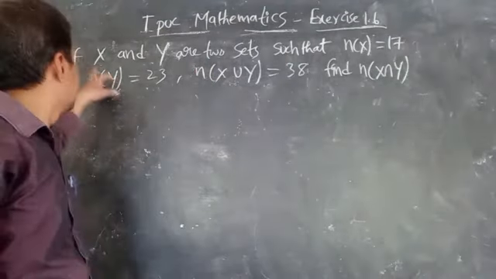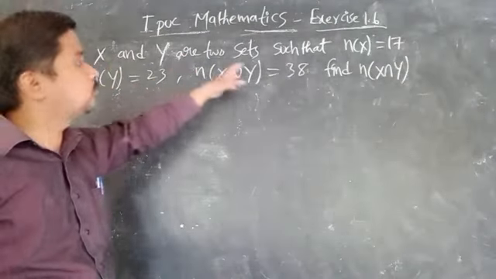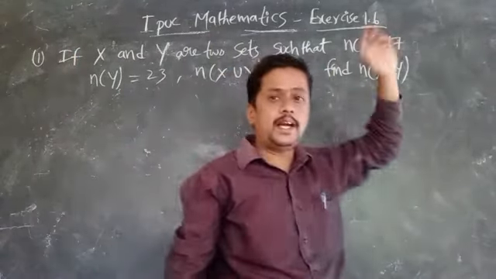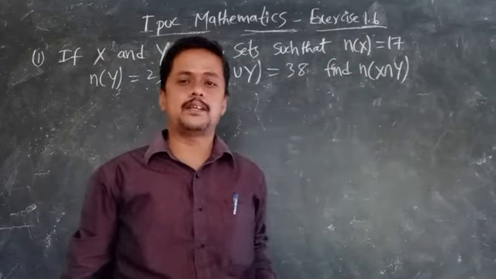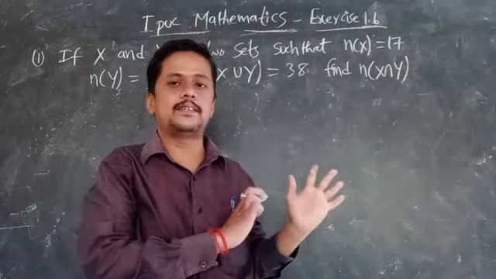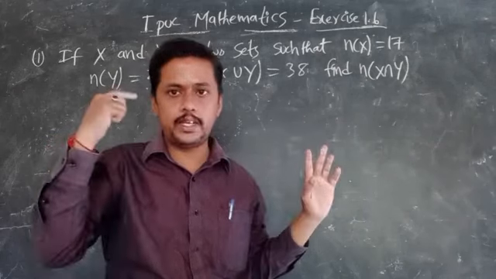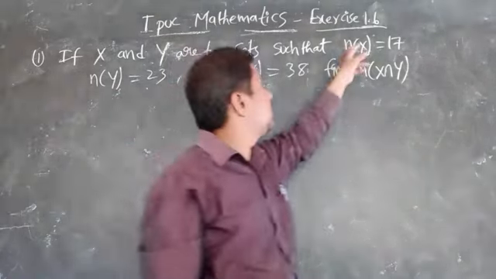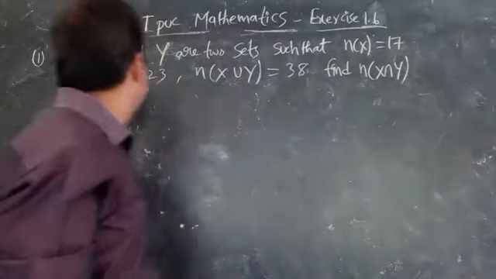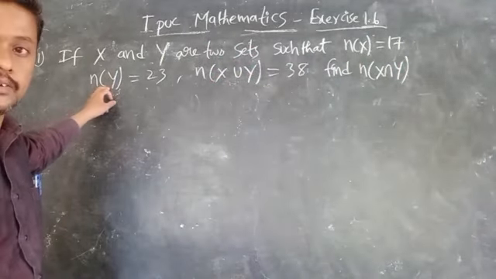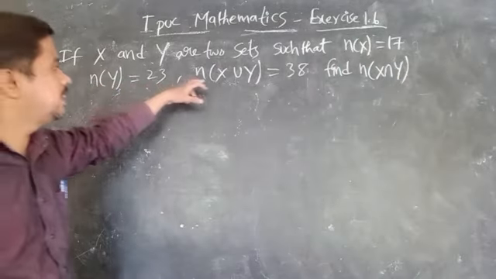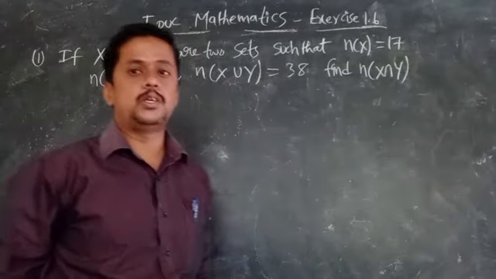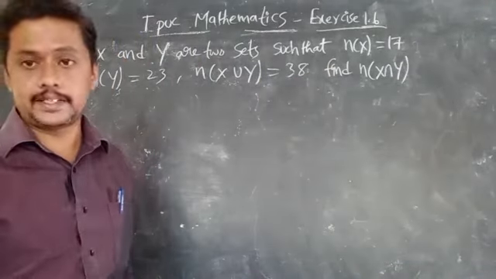See, first question: if X and Y are two sets such that N of X, here we already learned A, so take A in place of X. Think logically. N of X is equal to 17, N of Y is equal to 23, N of X union Y is equal to 38. So union is given and N of X intersection Y you have to find.